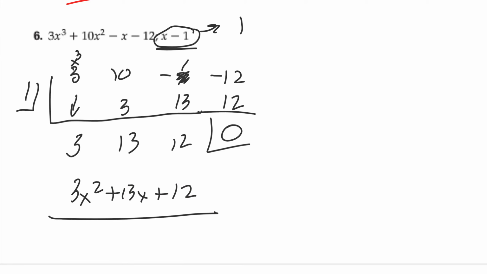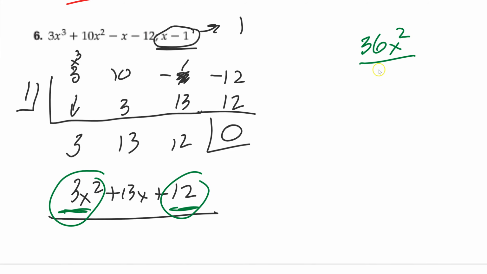Now look at this one. The reason why I want to do this one, there's a number in front, so it makes factoring a lot worse. So again, I like to multiply these together. Get 36x squared. Now you find a combination where, when you multiply, you get 36, but when you add them, you get 13. That would be 9 and 4, right? 9 plus 4 is 13x. 9 times 4 is 36.